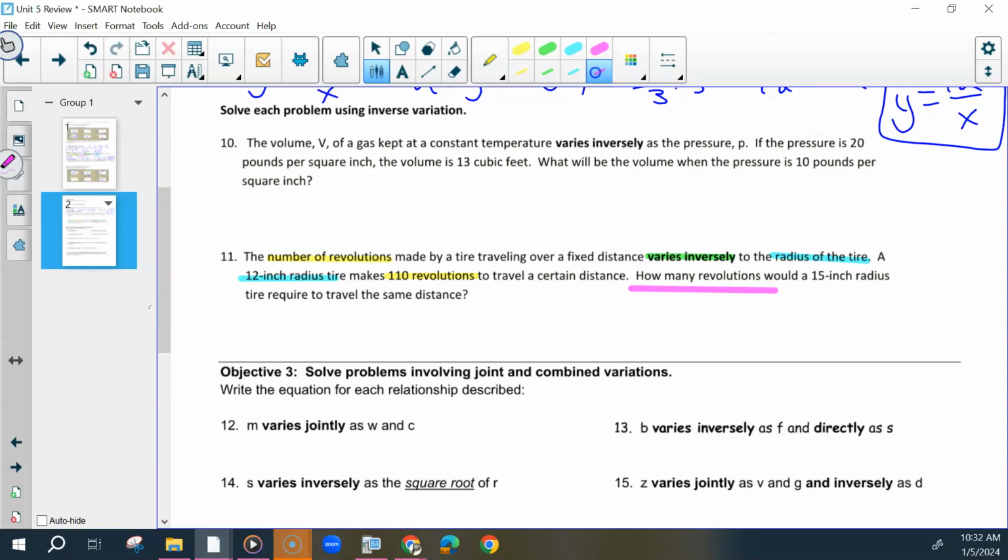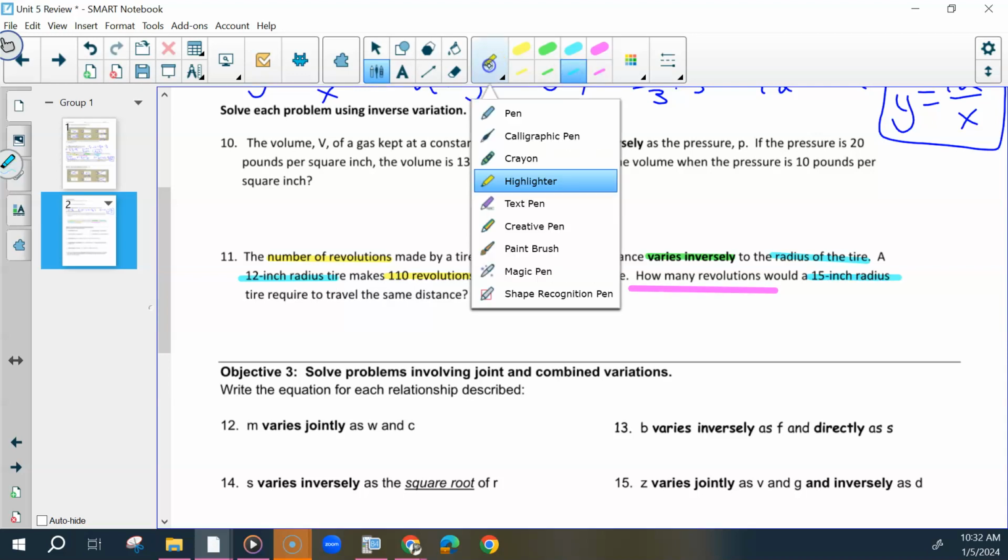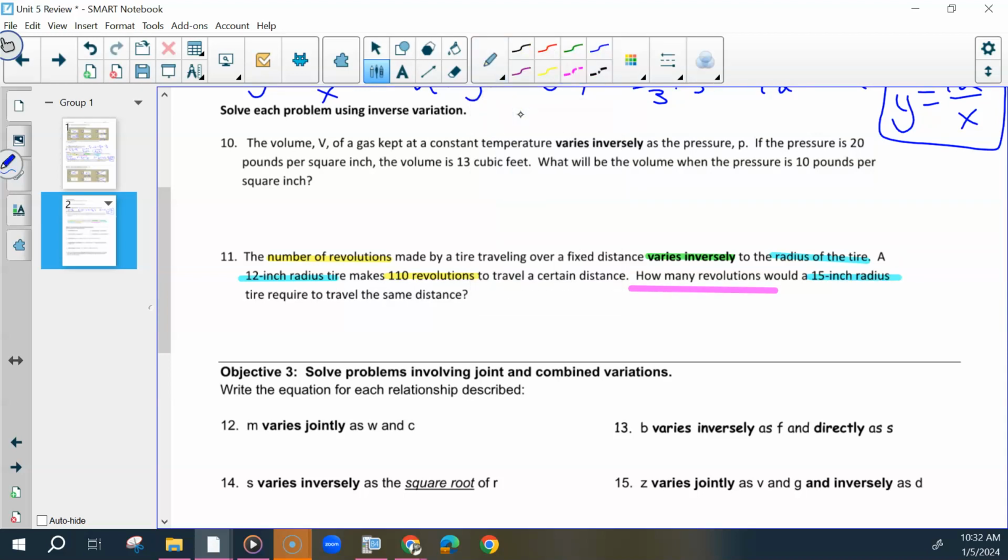Right, so if you want to call this like n and r, that's fine. I'm going to just call it y and x. Whatever comes before those words is always your y. Whatever comes after is x. So I know the 12 inch is an x, the 110 is a y, the 15 is an x. What variable are we looking for? Y. Or if you changed it to something else, whatever you changed it to.